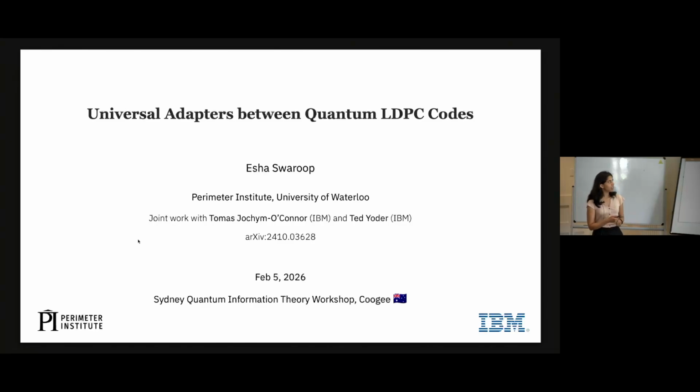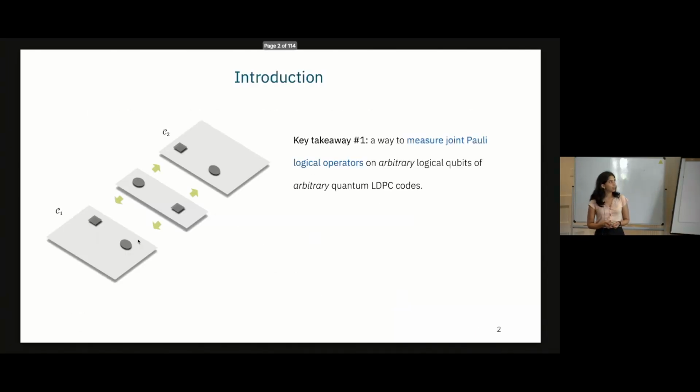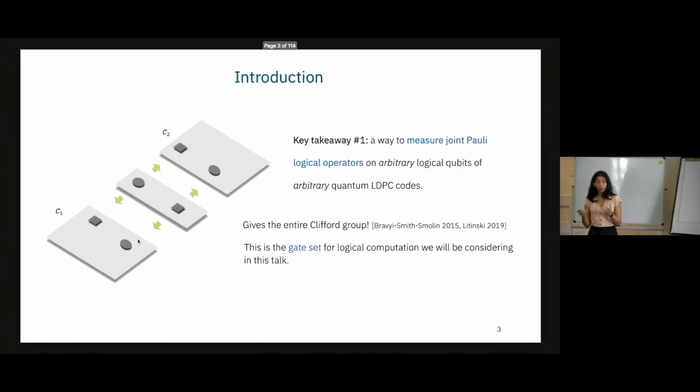So yeah, fancy titles aside, this work is about doing logical gates on LDPC codes. This is in collaboration with Ted and Thomas from IBM. I think two main ideas that are going to be the main theme for today's talk are ways to do lattice surgery for quantum LDPC codes. And this means that our gate set for doing gates in LDPC codes is Pauli product measurements, and that gives you the entire Clifford group. So it's sufficient for doing computation with LDPC codes if you have access to magic states.